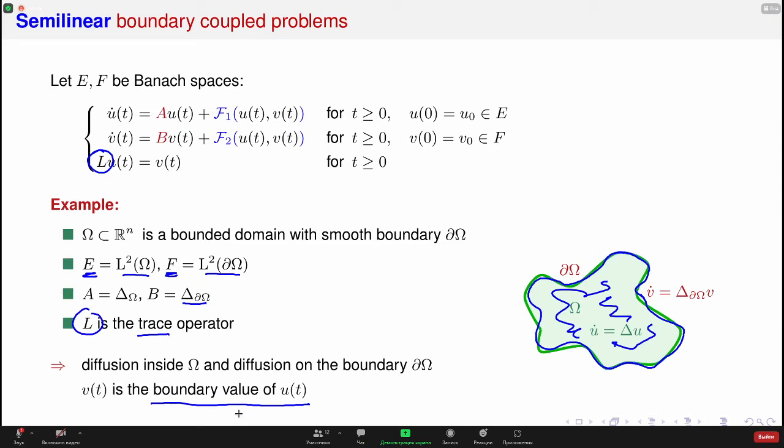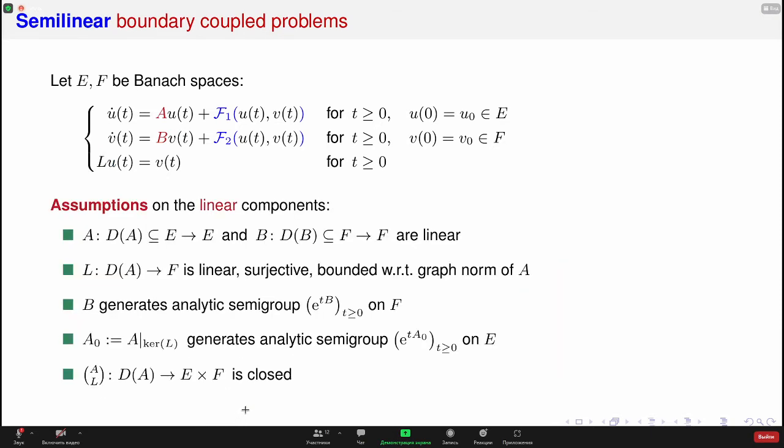This is just an example, but if we have some broader assumptions, then L shouldn't actually be the trace operator. So let me list the assumptions only on the linear components, on these red A and B operators.